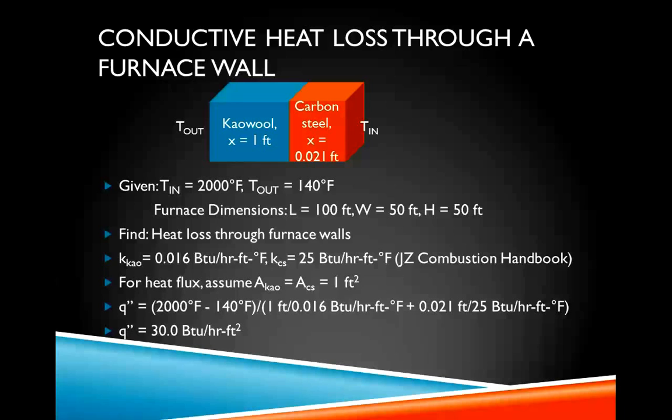This is an example of conductive heat loss through a furnace wall. If you have a furnace wall that's made up of a layer of cow wool on the inside and a layer of carbon steel on the outside, and you measure the temperature on the inside of the furnace and on the outside of the furnace, and you're given the furnace dimensions, you can find the heat loss through the furnace walls. To do this, you need to look up the thermal conductivity of each material.